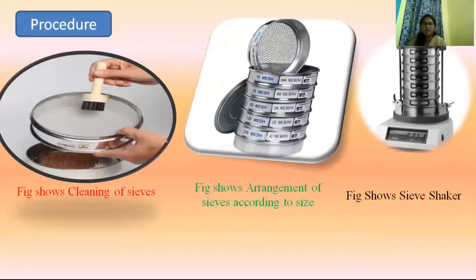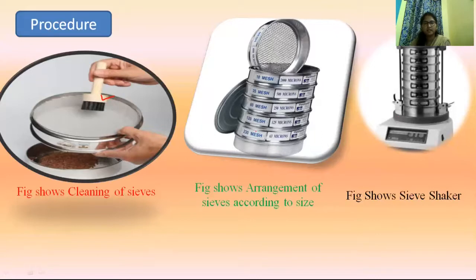And the apparatus, mechanical sieves. The brush is used for cleaning purposes. The figure shows the cleaning of sieves after completion of the test or before starting the test. We can clean every sieve using the brush, and clean the set of sieves properly with the brush.